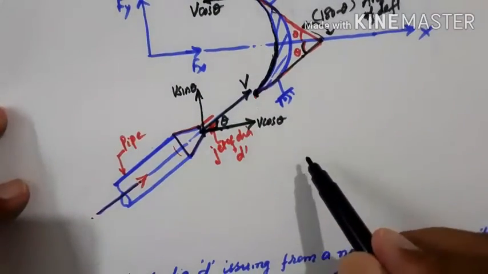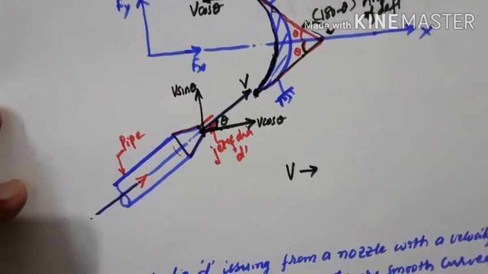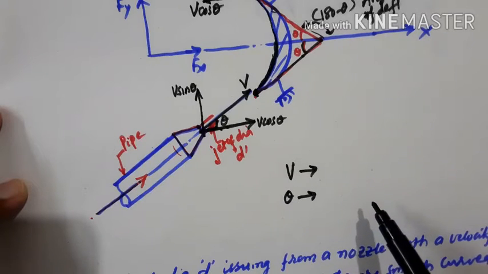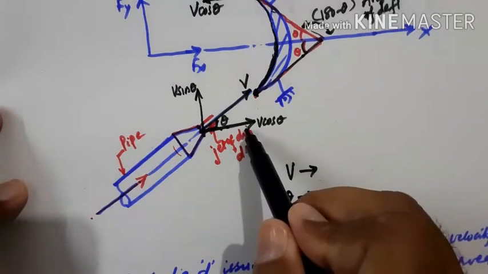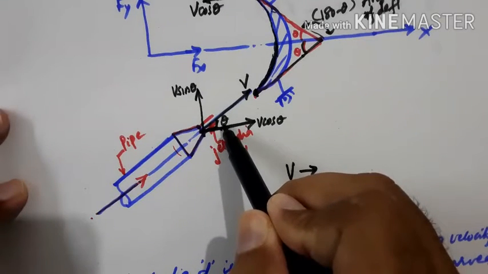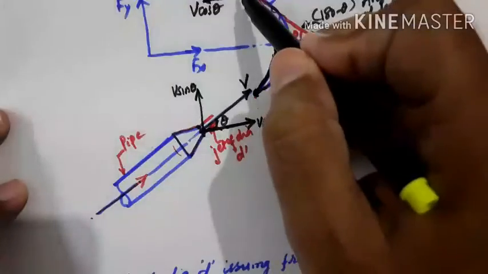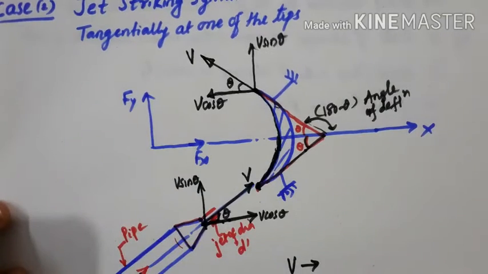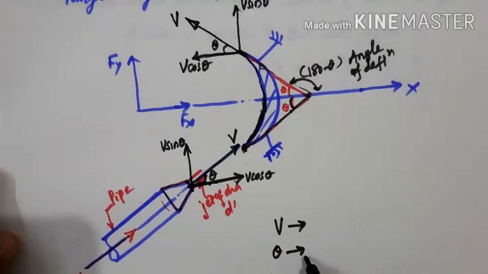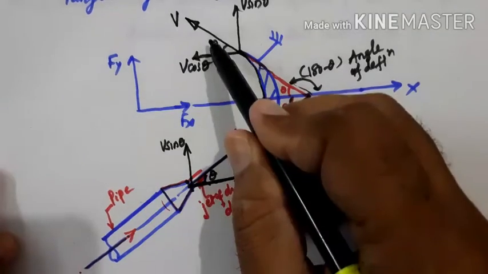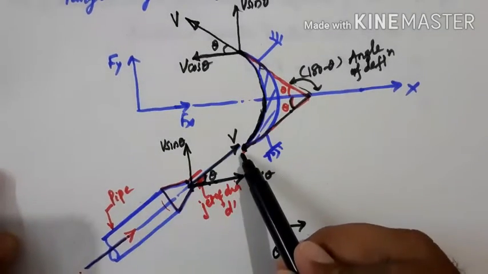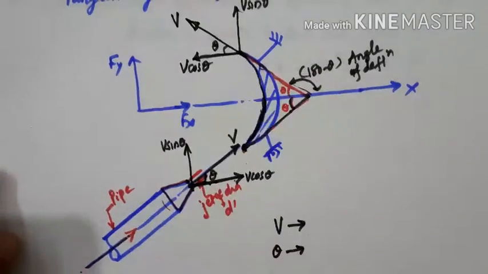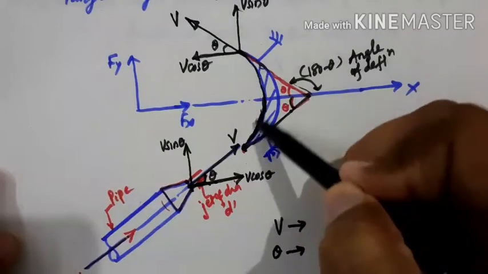Then let us take v, which represents the velocity of the jet, and theta represents the angle made by the jet with the x-axis. That is the angle made by the jet with the x-axis at inlet as well as at outlet. So this theta is the angle made by the jet with the horizontal at inlet as well as at outlet, and v is the velocity of the jet entering the vane and exiting with the same velocity, because we have assumed this surface is very smooth.